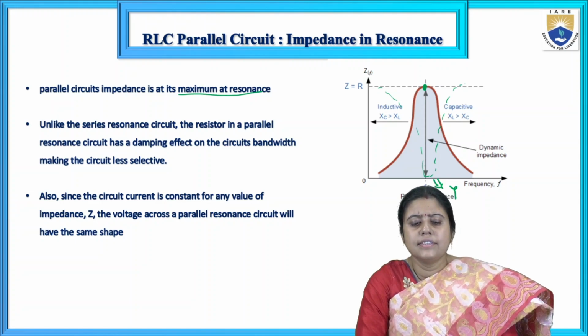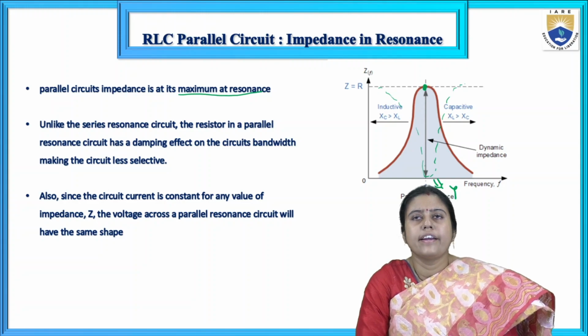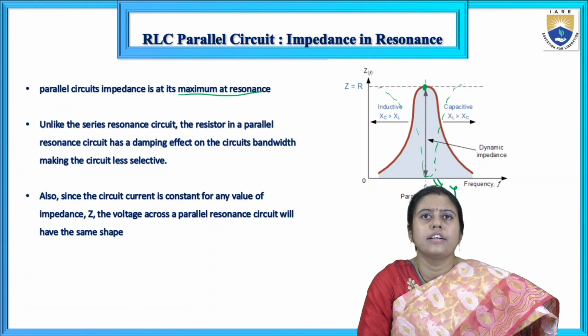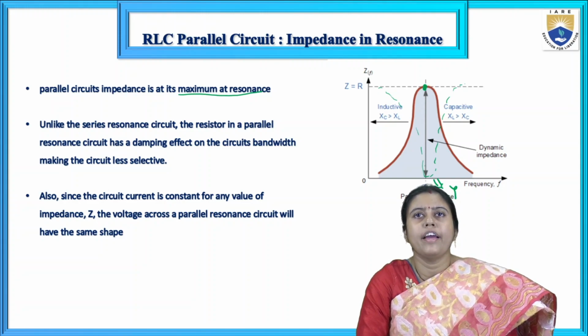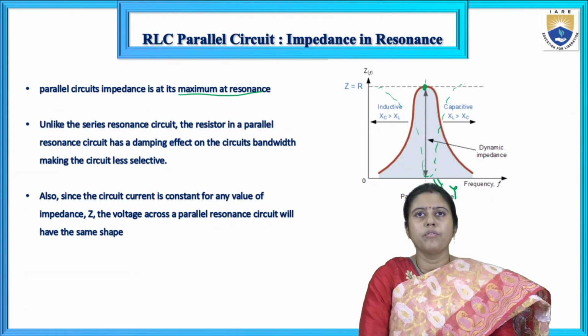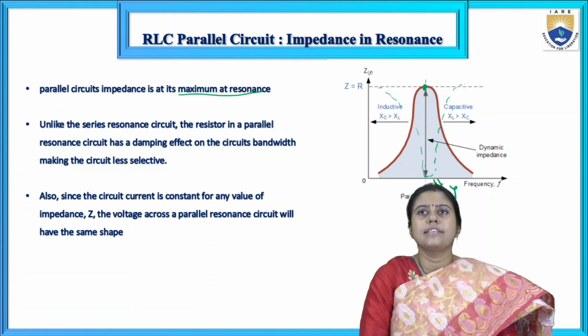Unlike the series resonance circuit, the resistor in a parallel resonance circuit has a damping effect on the circuit's bandwidth, making the circuit less selective.